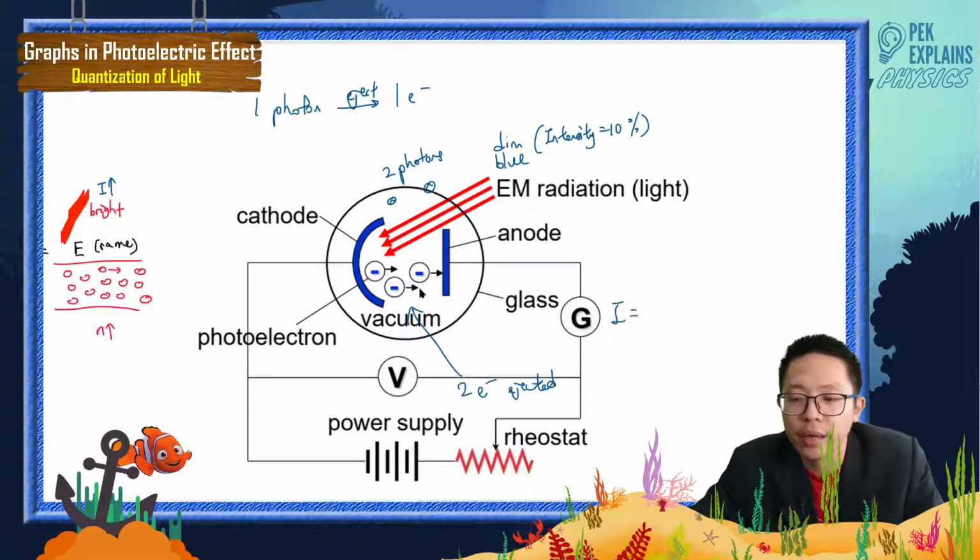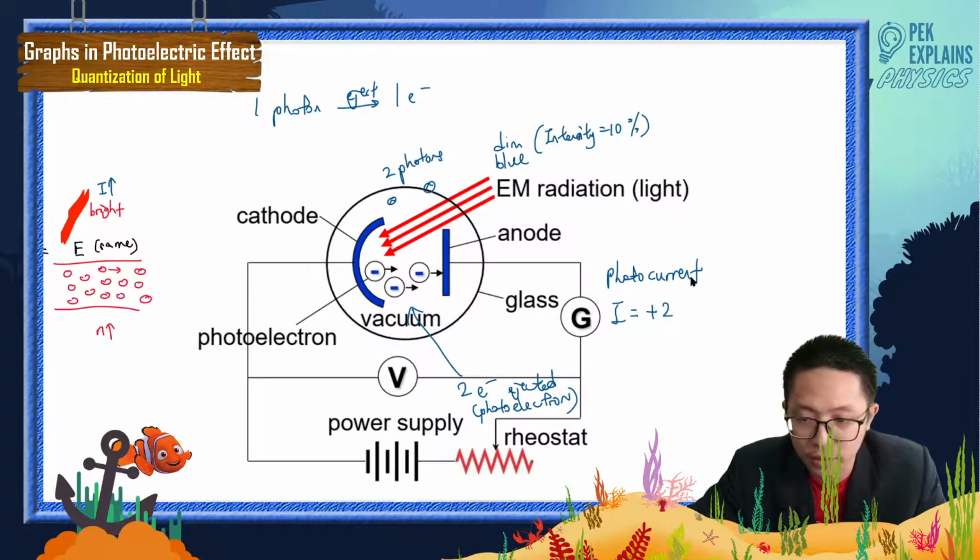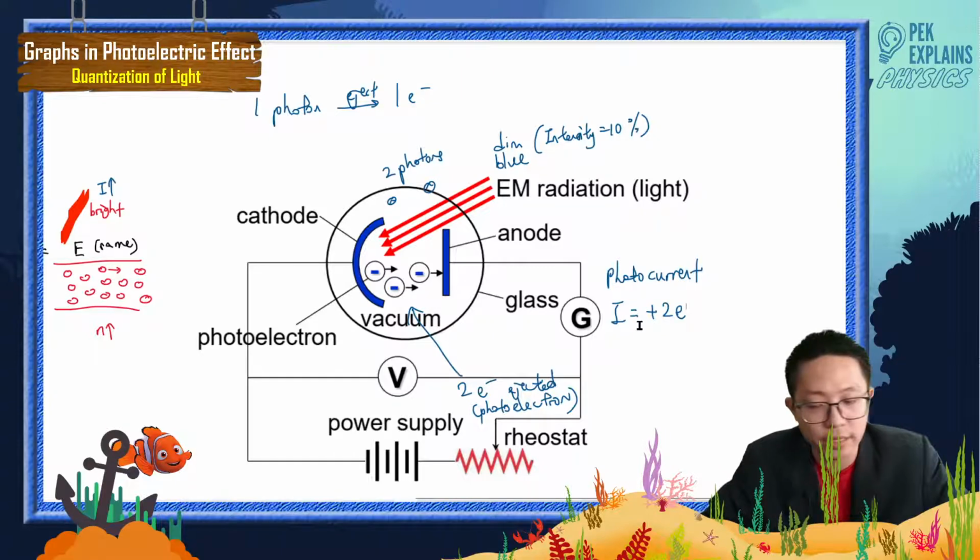So the current will record how many reading? If only 2 electrons are ejected, this is what we call photocurrent, because it's by photoelectrons. The photoelectrons are ejected, and they reach the anode, becoming the photocurrent. So this current will record the reading of positive 2 electrons. Okay, the photocurrent is positive 2 electrons.